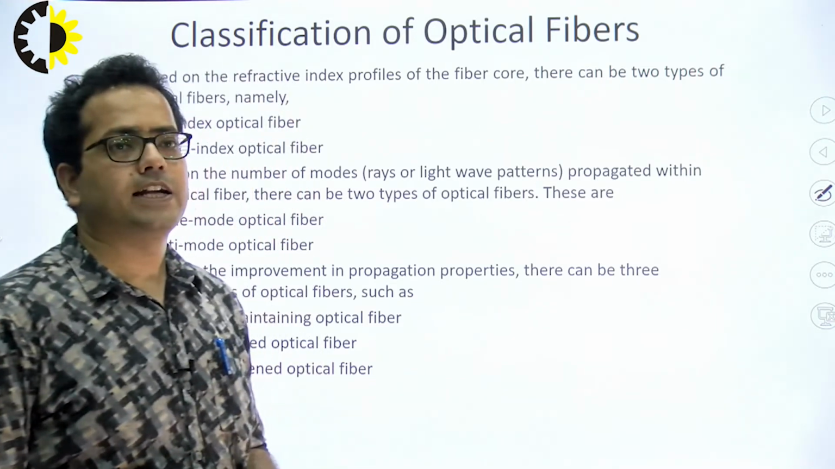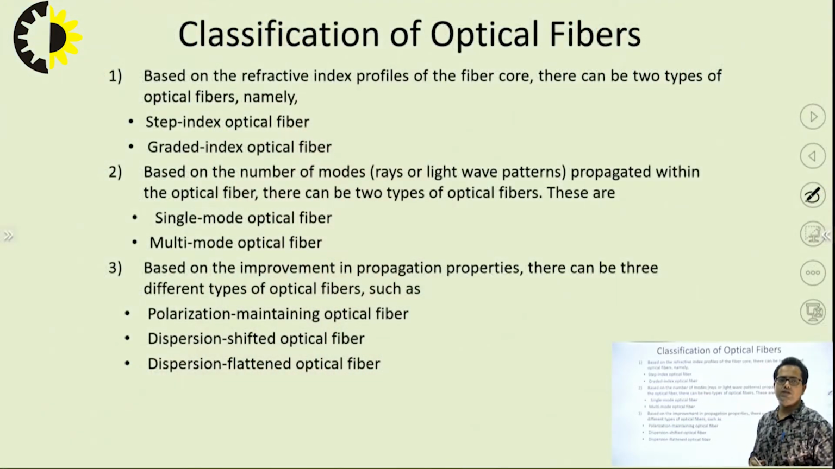So these are the different classifications of optical fibers. Based upon the variation of the refractive index, especially in the core section, we have two types of optical fiber: a step index optical fiber as well as a graded index optical fiber. The first category is the step index optical fiber. Index basically signifies the refractive index, so the variation in the refractive index will follow a kind of step. That means there will be a sudden change in the variation of the refractive index.